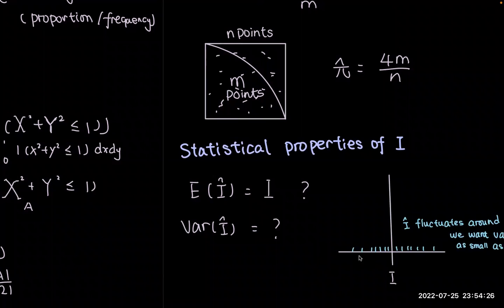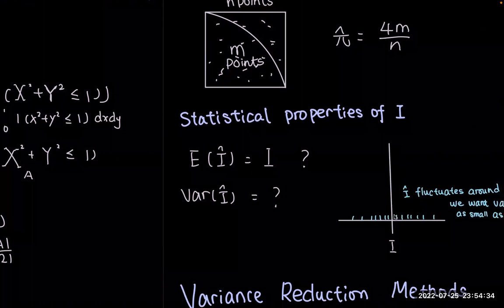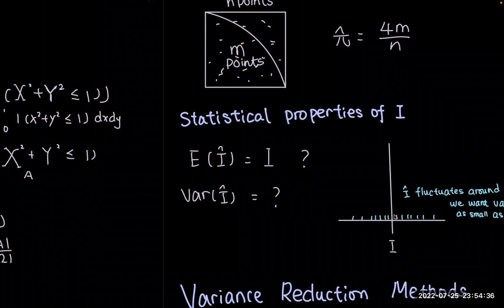In any case, hopefully this fluctuation is small. The magnitude of the fluctuation is small. So this is a statistical paradigm for estimation. And in fact, statistics is really about this matter.